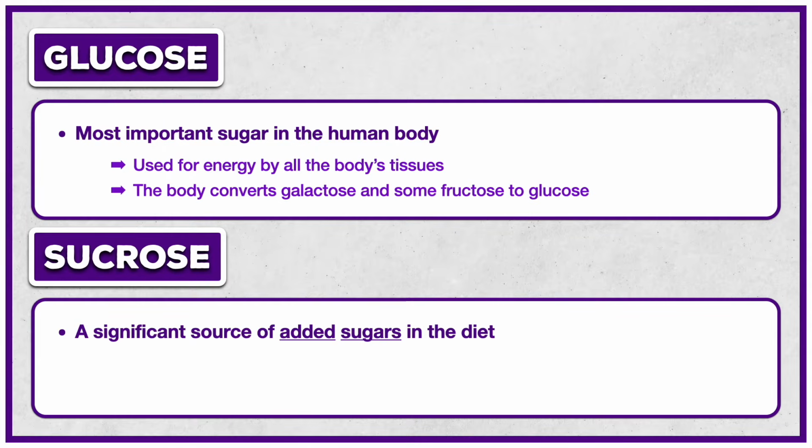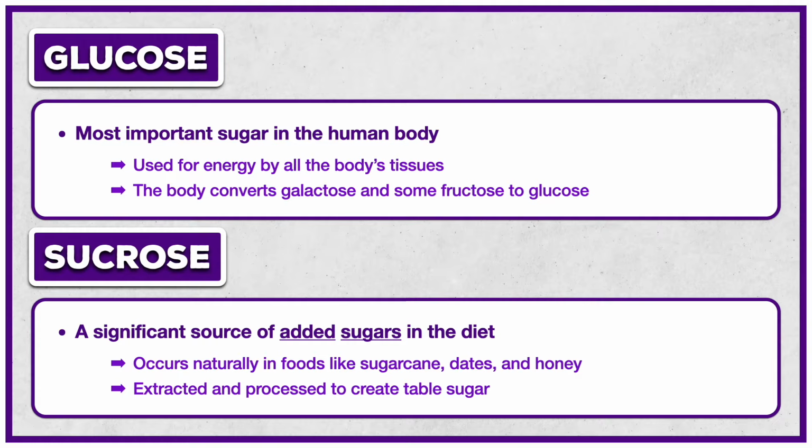I'd also like you to know that sucrose is a significant source of added sugars in the diet. Those are sugars that are added to a food or beverage when it's being made or processed. They're problematic because they add calories without contributing much to feelings of fullness or to the vitamin and mineral content. Sucrose occurs naturally in foods like sugarcane, dates, and honey. However, it's also extracted and processed to create table sugar, which is the crystalline form we see most often. So, sucrose is just the fancy name for the white or brown sugar you see in packets or jars.